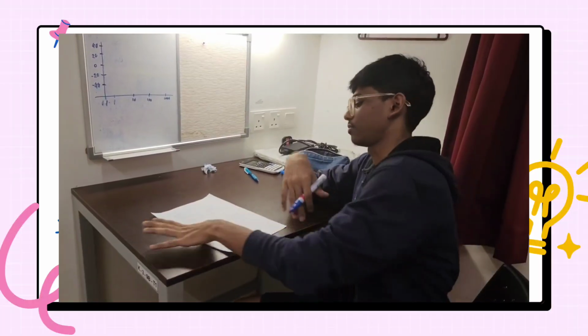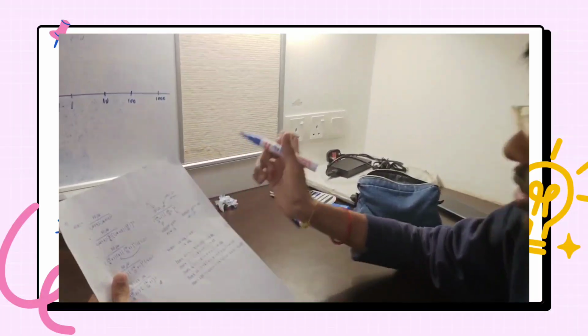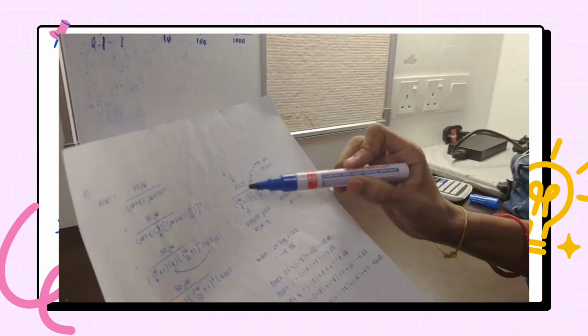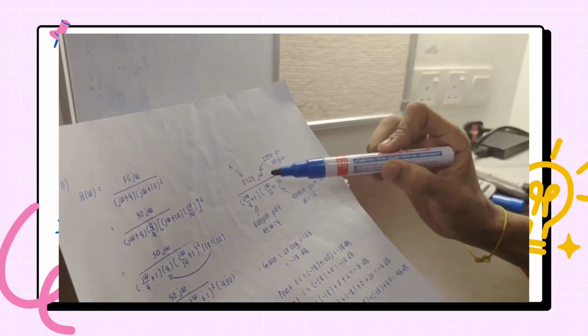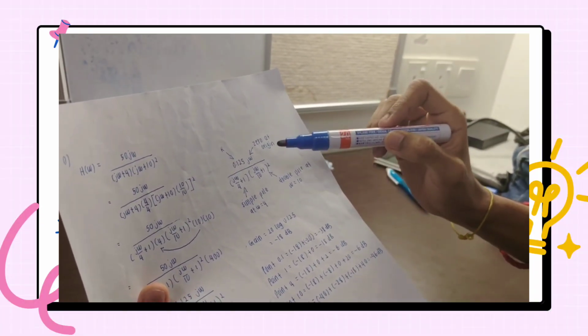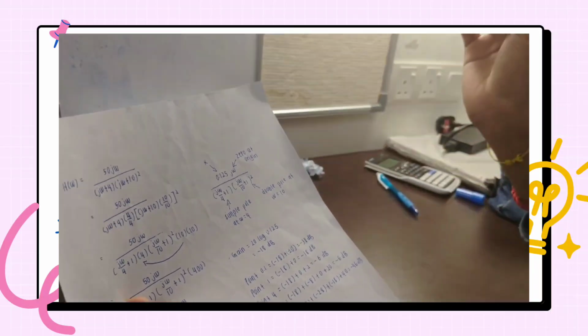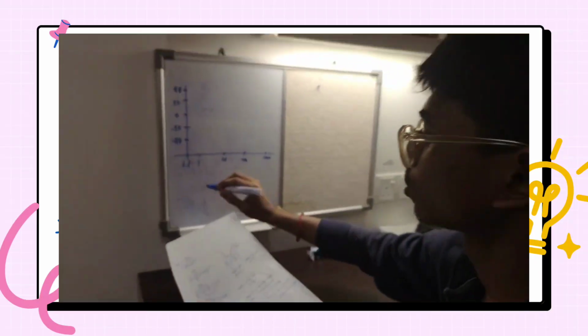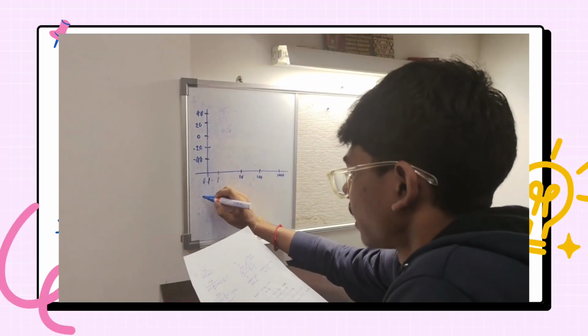Now we sketch the graph. As per the calculation, we have 0.125 j omega over (j omega over 4 plus 1) and (j omega over 10 plus 1) to the power of 2. So first we need to sketch the gain line.